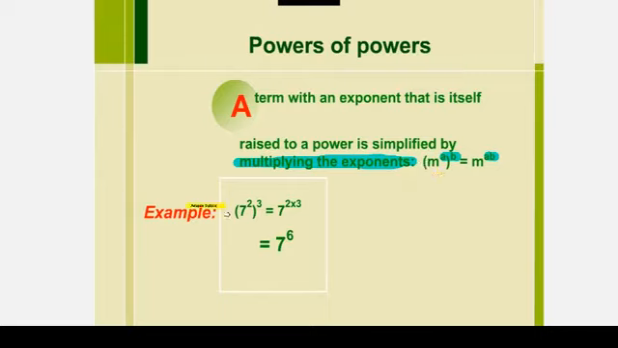Now let's look at one example. 7 squared raised to another power 3. 7 squared, the whole power 3. According to the property, what should we do? 7 power 2 times 3, multiplying the exponents. 7 power 6. 2 3s are 6. This is the final answer. I hope you understand it.